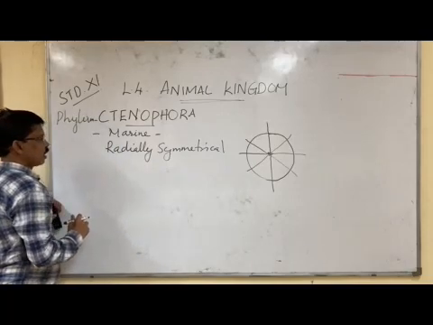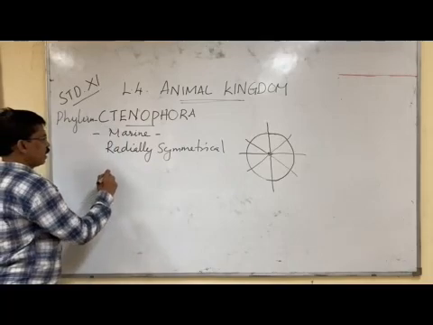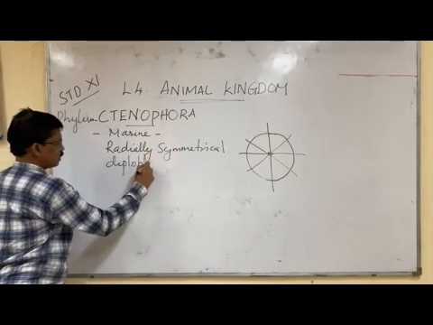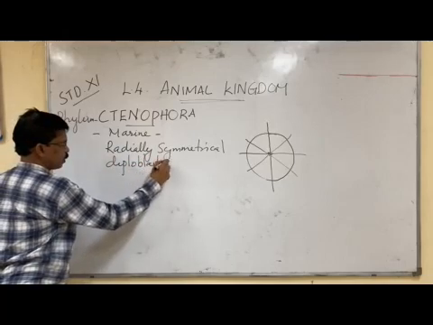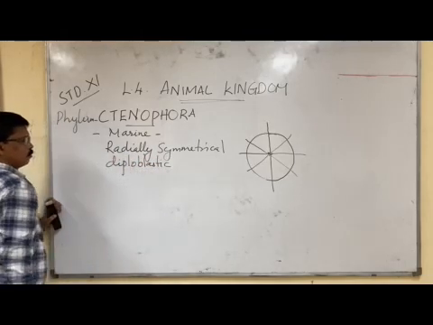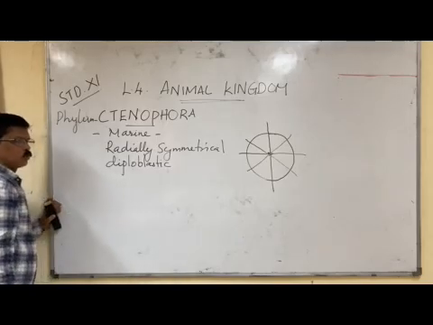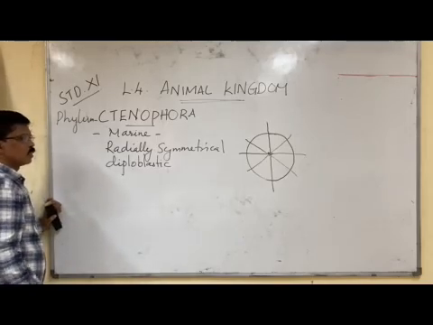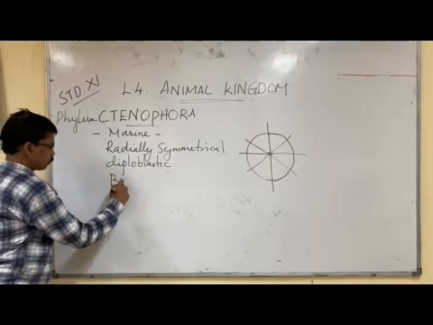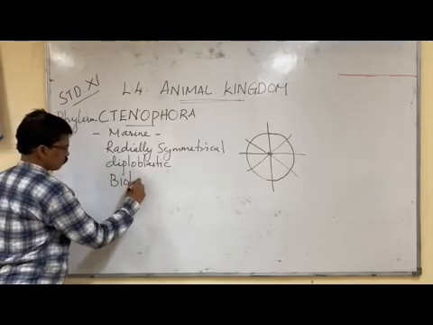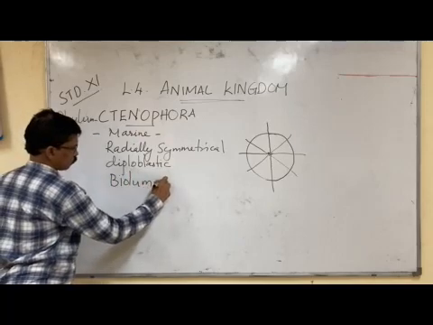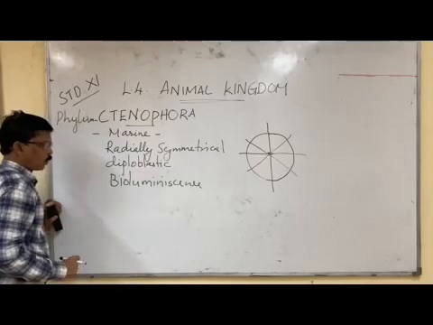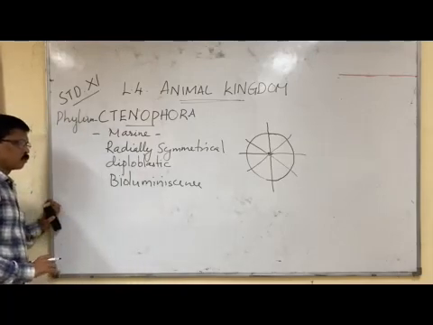Then we can say diploblastic. Diploblastic means that the body has two layers, ectoderm and endoderm. Another important feature of these organisms, Ctenophora, is the bioluminescence. What is bioluminescence? It is the property of the organisms to emit light.